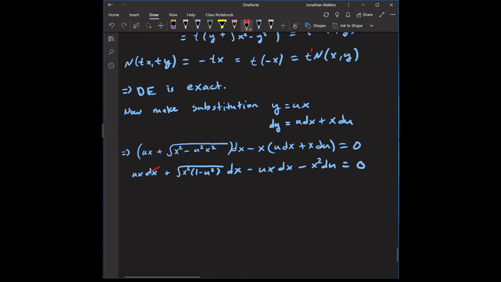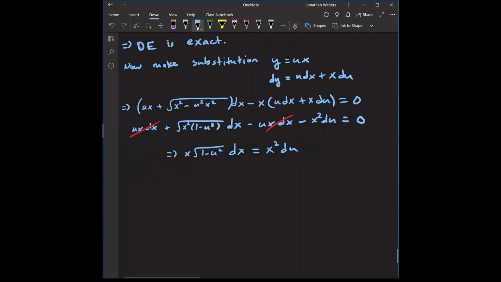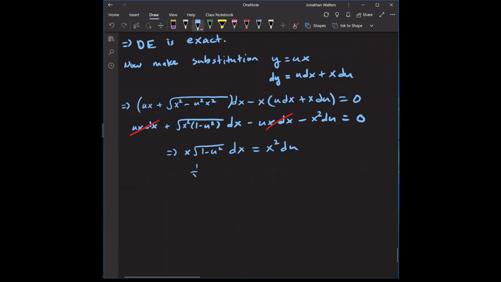And now I see, yeah, I have a cancellation here. Those two cancel. And I can move this over to the right-hand side, so let me just write it as x times square root of 1 minus u squared dx equals x squared du. All right. Now I can separate the variables. I can divide by x squared, I can divide by square root of 1 minus u squared. So that's 1 over x dx equals 1 over square root of 1 minus u squared du.